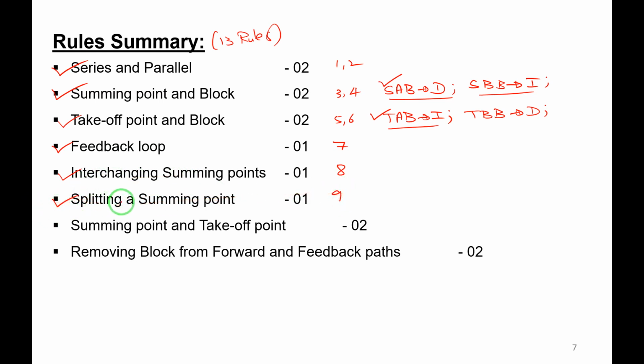Then next, rule number 9, splitting a summing point. When there are more than two signals, suppose there are three signals, then I will split that single summing point into two summing points, and in each summing point I will add two signals, right? Totally the signals are taken care.